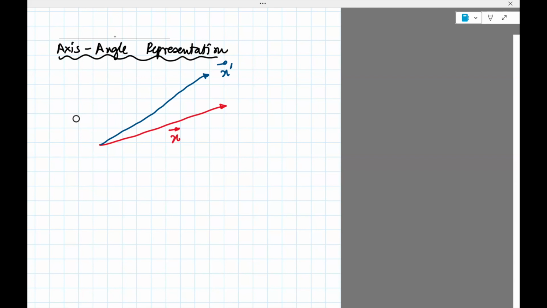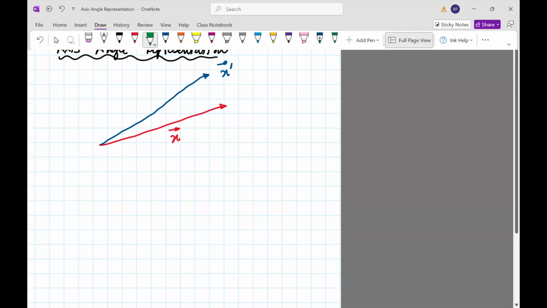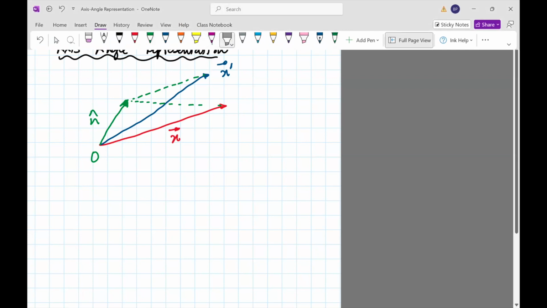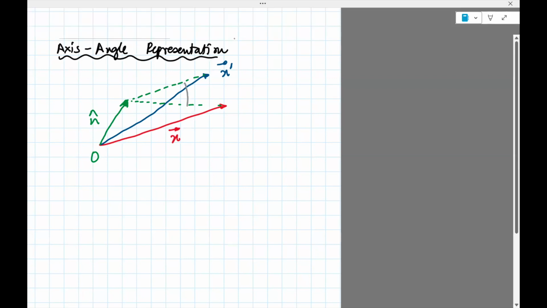Now, it turns out there's a way to represent this rotation by looking at rotation about an axis. I'll call that n hat. I'll connect that n hat with x and x bar. And then this angle, let's call it phi.